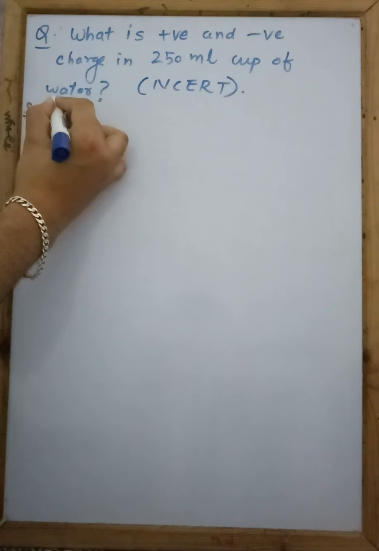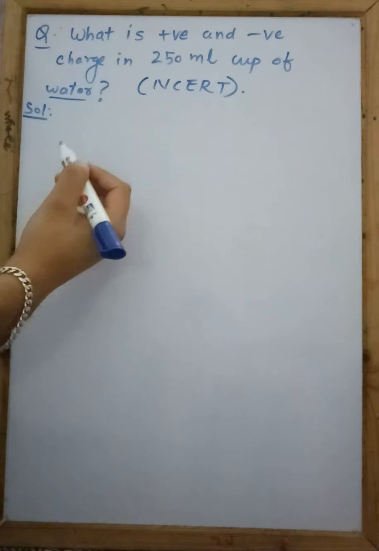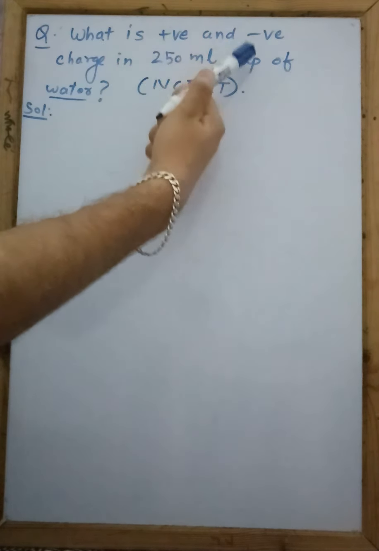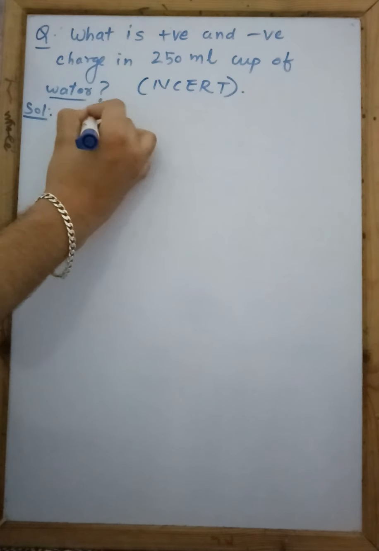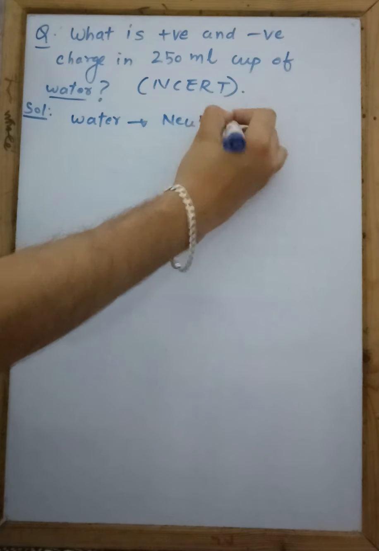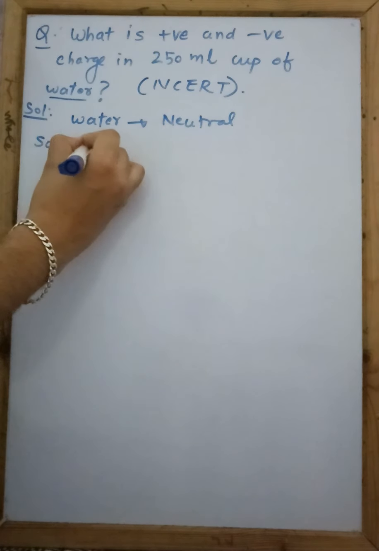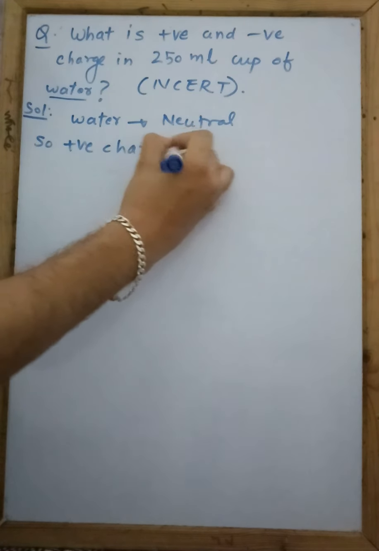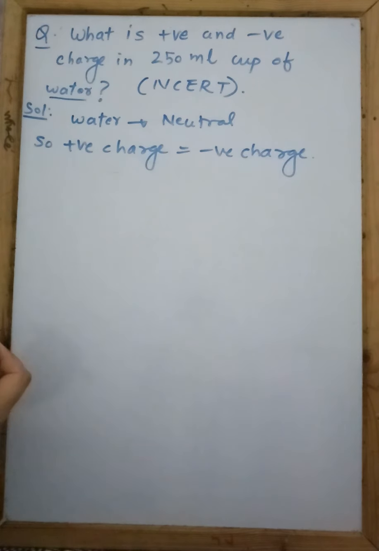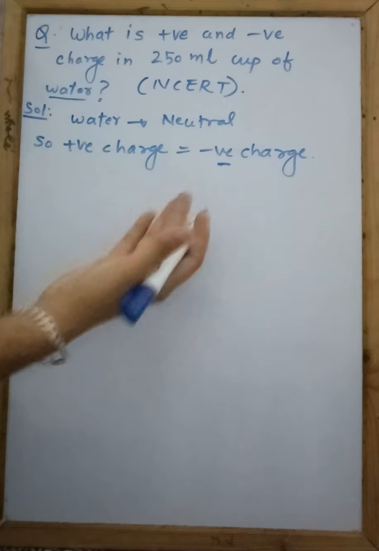Now since you all know that water is a neutral species, whatever is the positive charge, that much will be the negative charge. So because water is neutral, the positive charge and the negative charge in water will be the same. And how will you calculate the positive and negative charge? So let us try to calculate the negative charge. The same will be the positive.